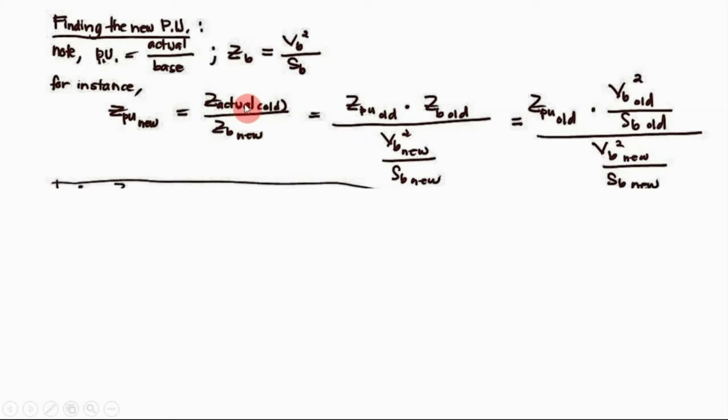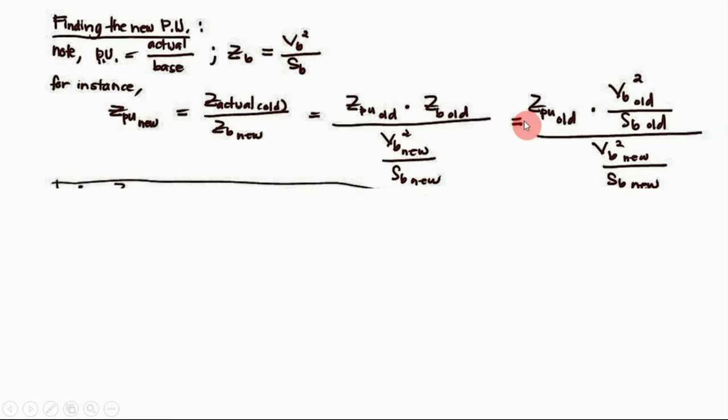So we ought to get the Z actual from this per unit equivalent, actual over base. So we can have the Z per unit of old, multiplied by the base impedance of old. Okay, so this is from this equivalent. And for the Z base new, the base impedance new, this will be V base new squared over apparent base power new. This is from this equivalent: Z base is equal to V base squared over S base.